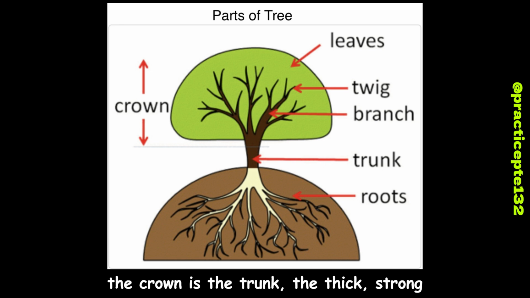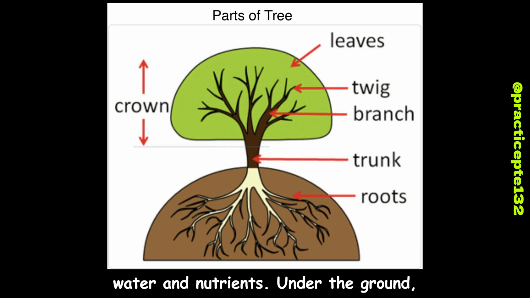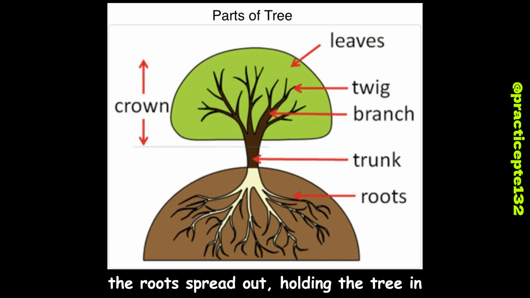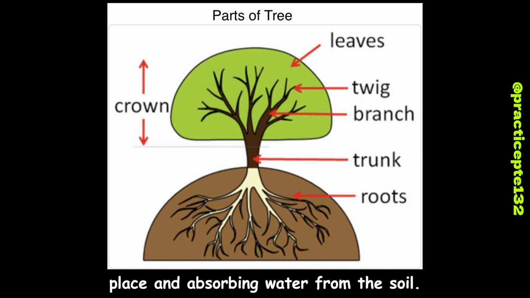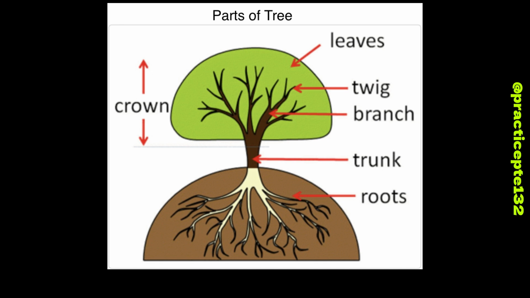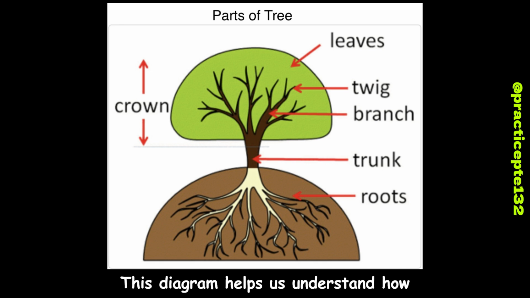Below the crown is the trunk, the thick, strong part that supports the tree and carries water and nutrients. Under the ground, the roots spread out, holding the tree in place and absorbing water from the soil. This diagram helps us understand how trees grow and function.